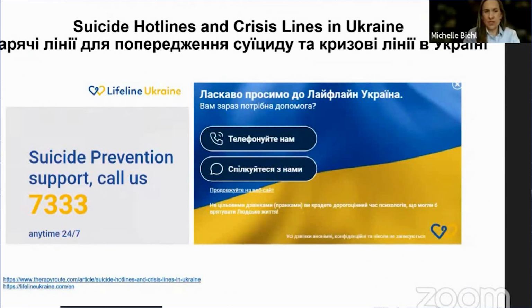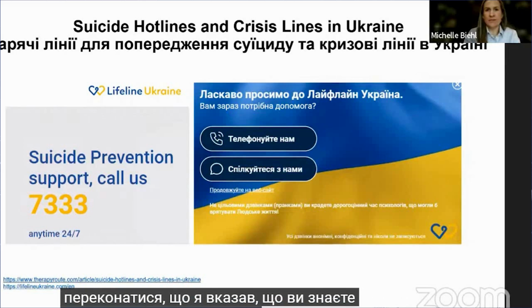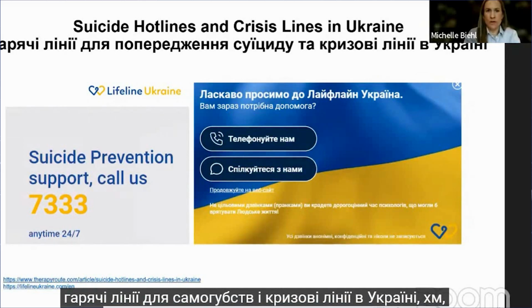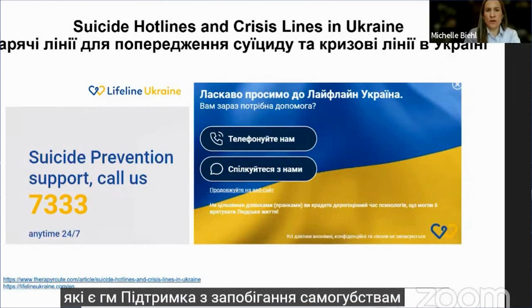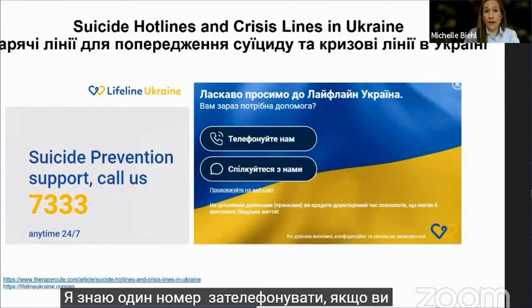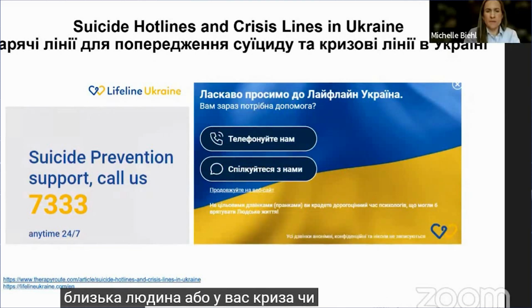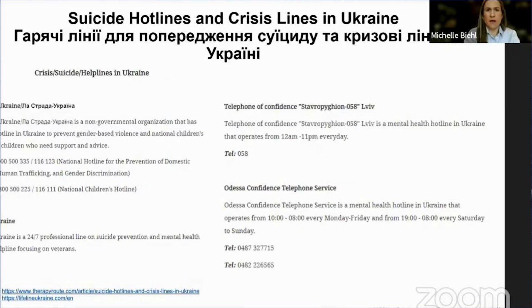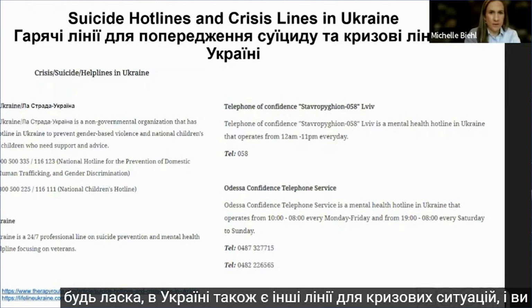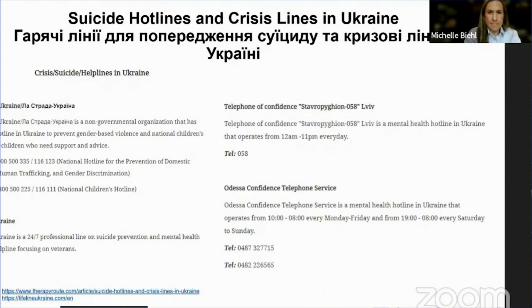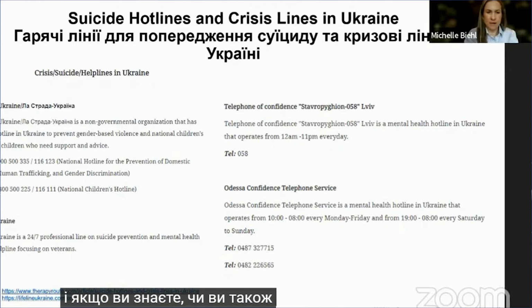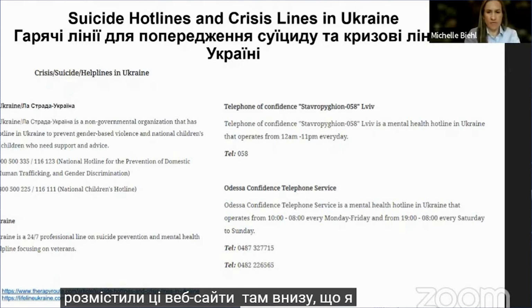We do have some in the US, but I want to make sure I put the suicide hotlines and crisis lines in Ukraine, which offer suicide prevention support, one number to call, if you or a close one are having a crisis or suicide ideation. Next, please. There are also other crisis lines in Ukraine, and you can see here some of those. And I also put those websites down there as references, and they are, of course, in Ukrainian. Next slide, please.